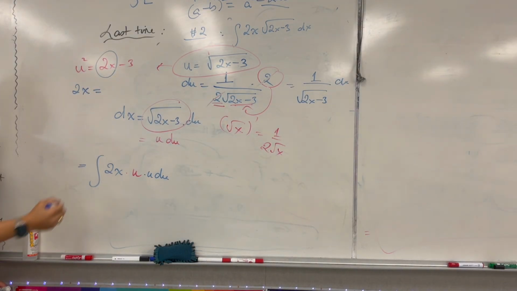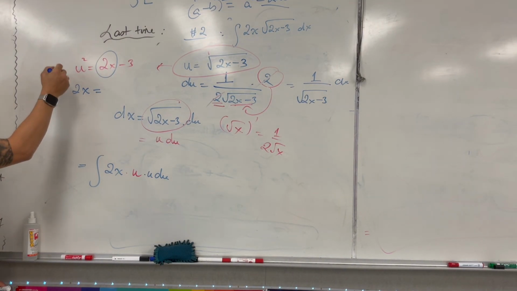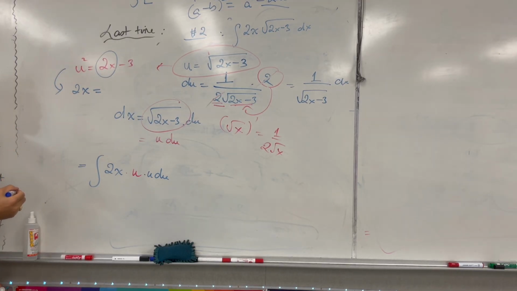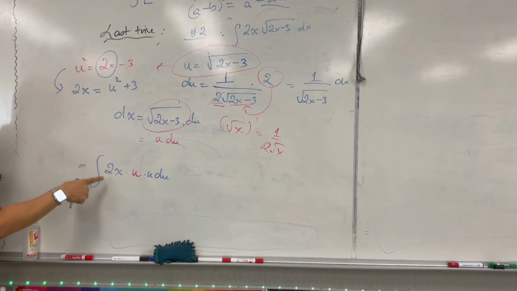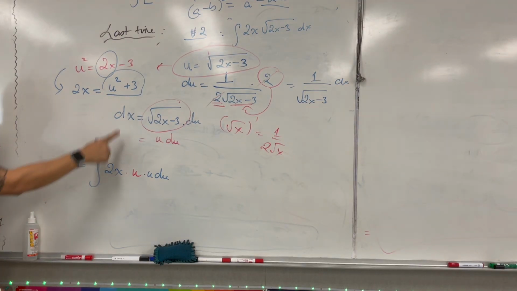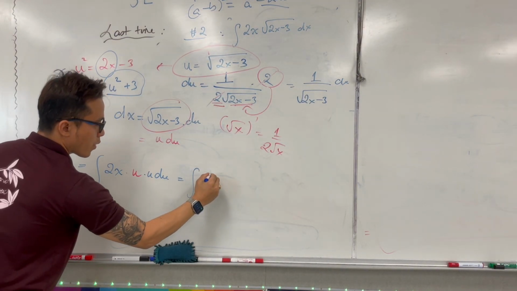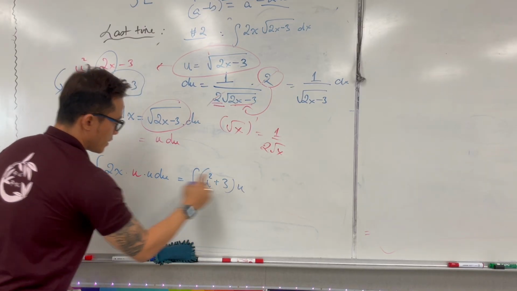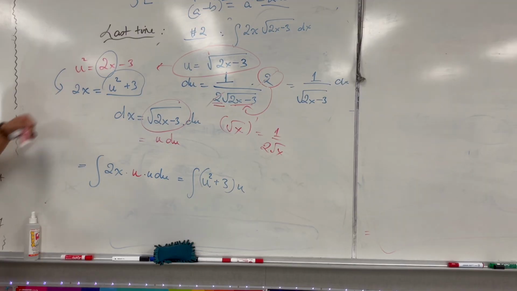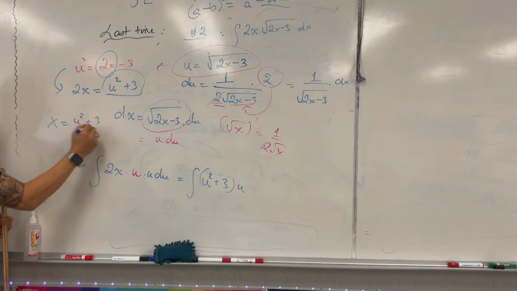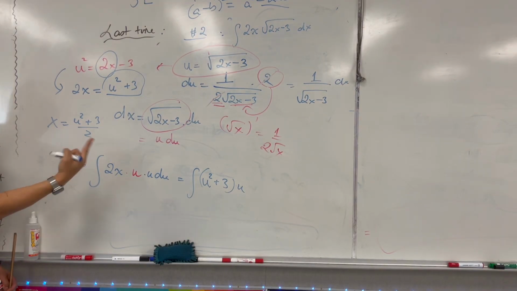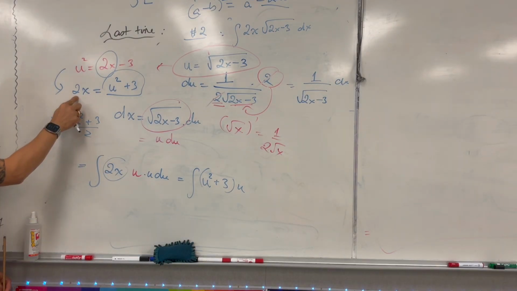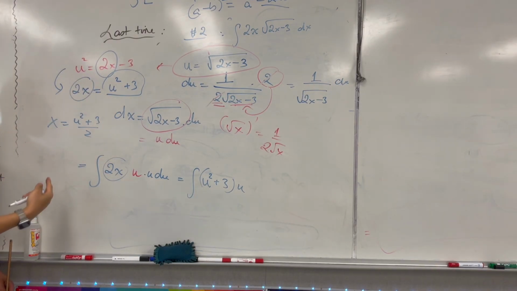So 2x equal to what? From here, what is 2x equal to? u squared plus 3. So I replace 2x by u squared plus 3. We don't divide it? Well, that's what I just said. You can get this and plug it in here, and the 2 and 2 cancel out. Or you see this is 2x, this is also 2x, so I can just replace the whole 2x by this. It is the same thing though.